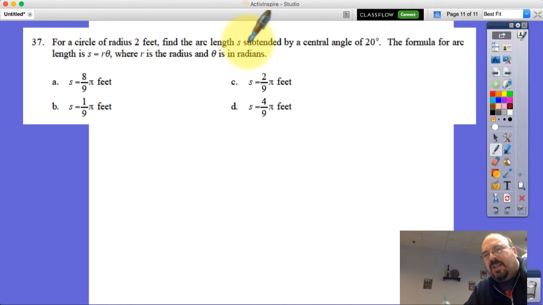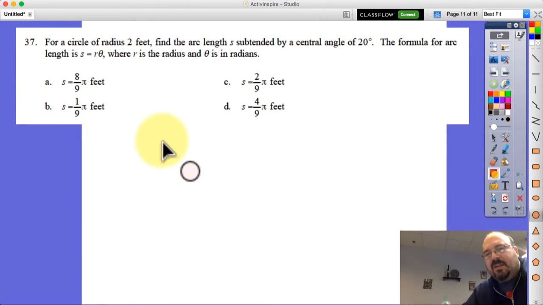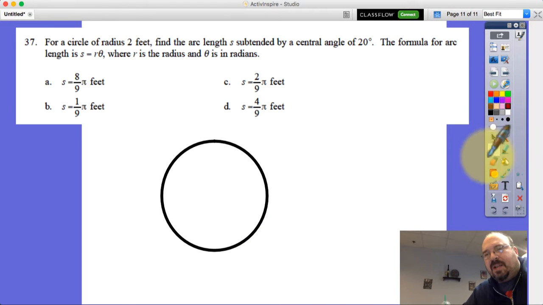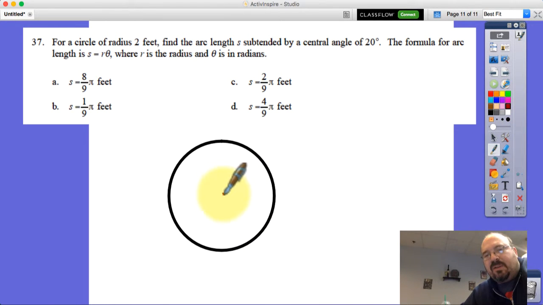So the next problem says we've got a circle with a radius of 2 feet, and it says find the arc length subtended by a central angle. So let me show you what this means, because the words probably don't make a lot of sense initially. So here's a circle, and here is what's called a central angle. It's 20 degrees, okay? If you go all the way around the circle would be 360 degrees. So we're looking at part of the circle, and we want to know about this arc length. We want to know how long is this piece right here.